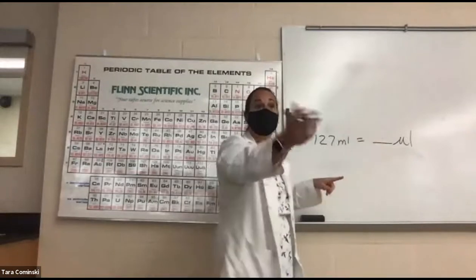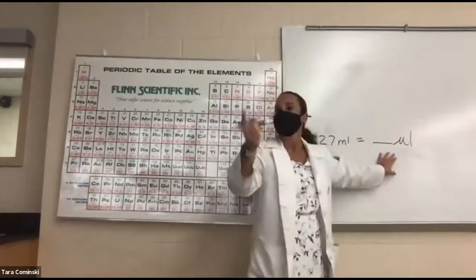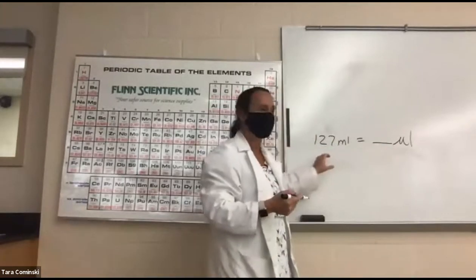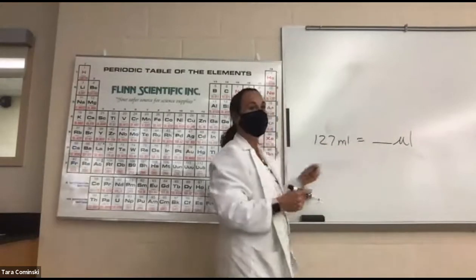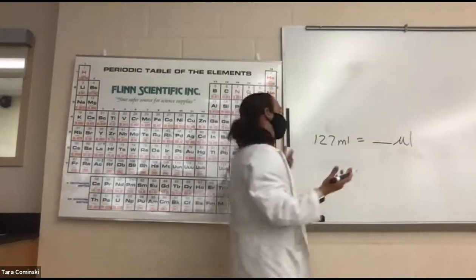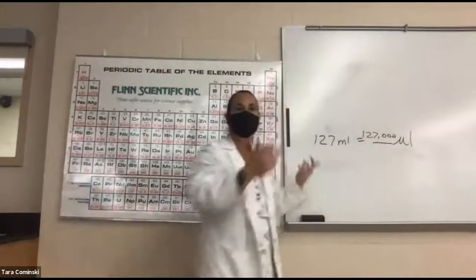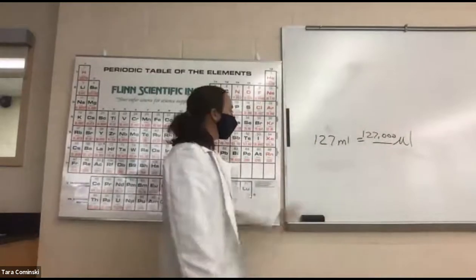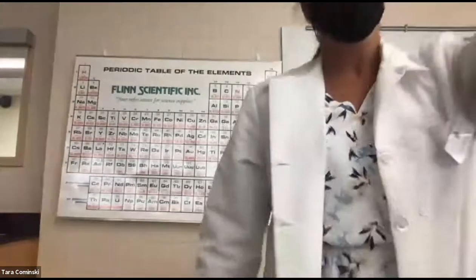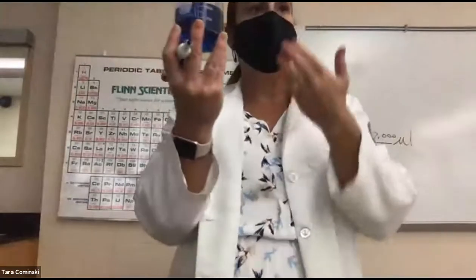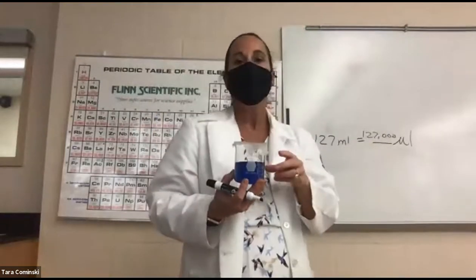So which way are we gonna move our decimal place? To the right, right? Remember, if this is smaller, you're gonna end up having a lot more of these, right? And so if we add 3 to the right, what do we end up with? Just adding 3 zeros on, yeah? So it'll be 127,000 microliters in 127 milliliters, okay? So in this amount of water, there are 127,000 microliters in 127 milliliters.